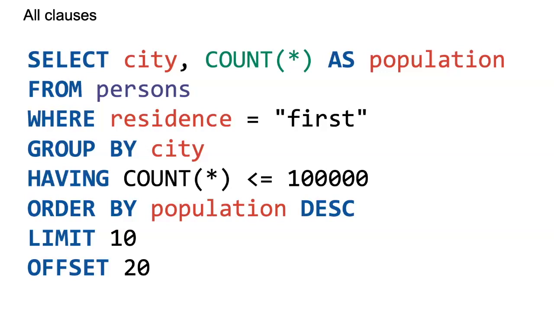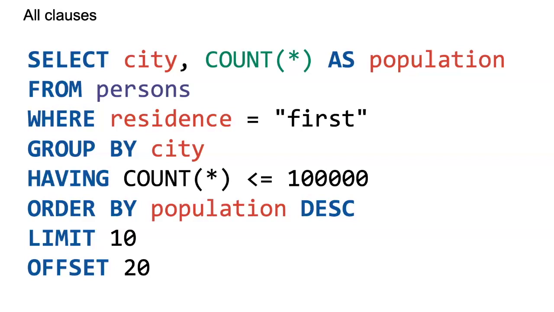Then you have group by, that's for aggregation. It's going to put the records in groups, and within each group it is going to count, sum, aggregate, average, and so on. So here we group by city. We are going to have one group for every city, and all the records for the same city are together. Then we only keep the groups for which the total count is less than or equal to 100,000. And then we order all of these groups by population descending, so the highest population first and then lower.